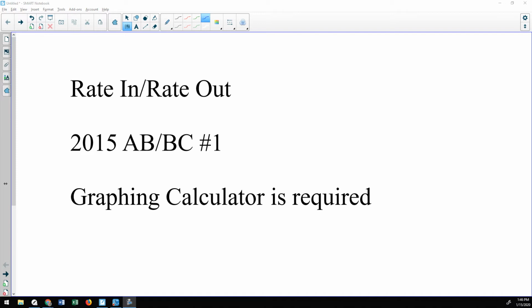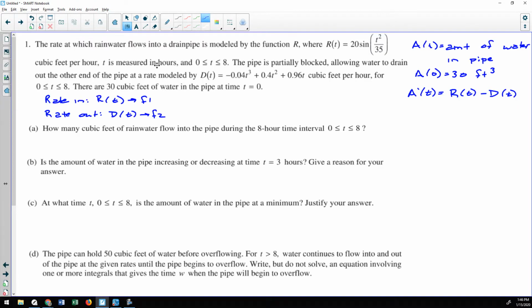All right, let's look at the 2015 AP Calculus exam. This was on AB and BC. This is number one. It's what I call a rate in, rate out question, and you will need a graphing calculator to answer probably every single part of this question.